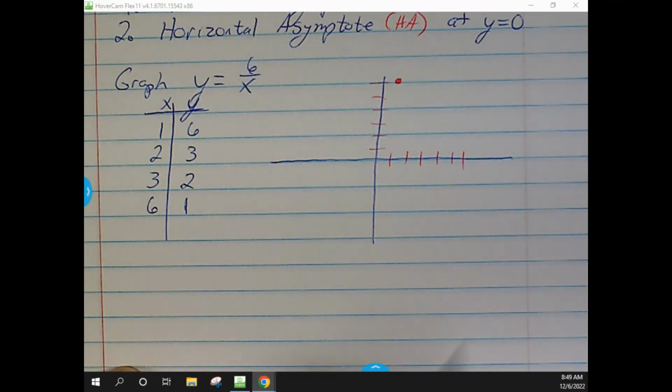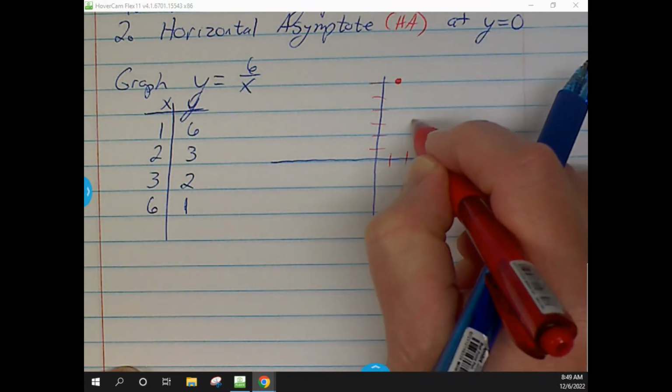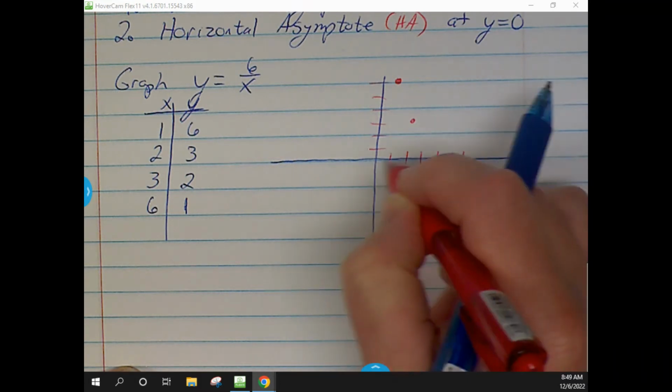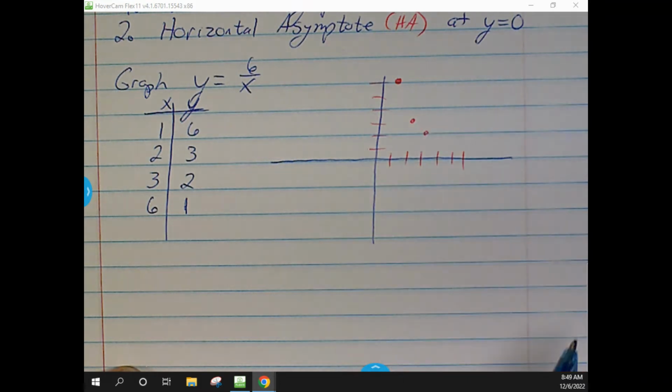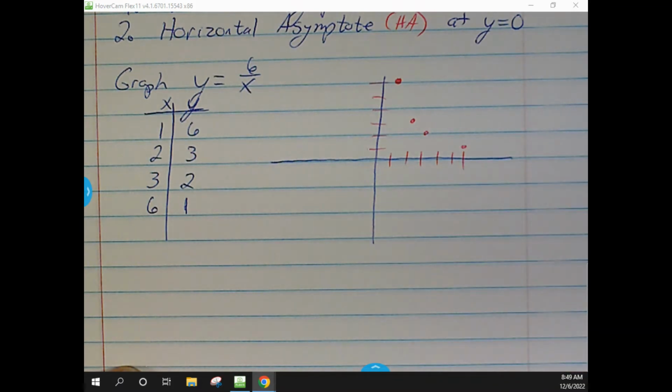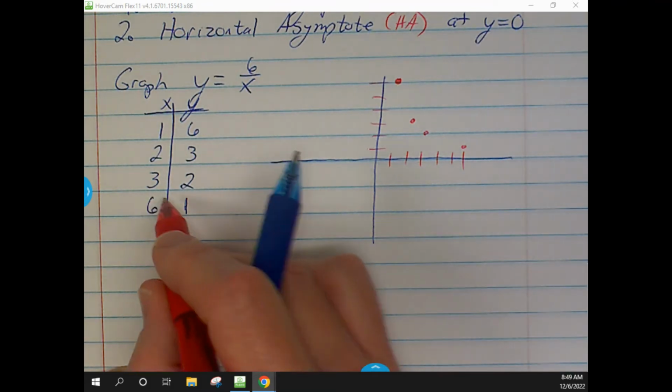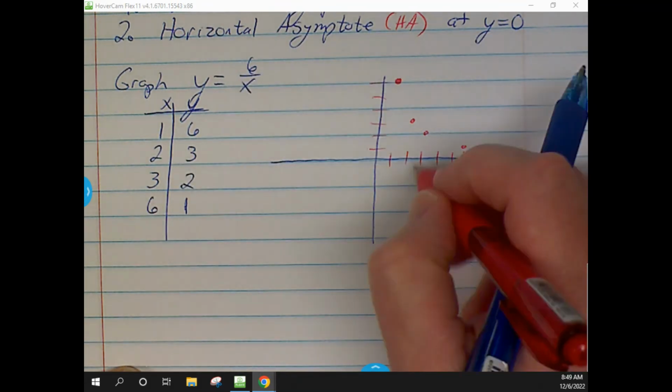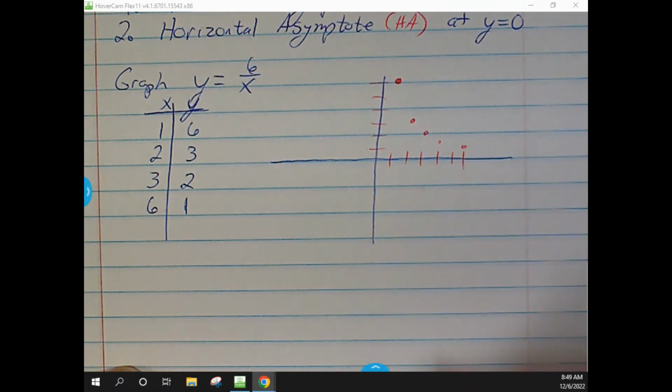Okay, so there's a 1, 6, 2, 3. Go over 2, up 1, 2, 3. We're over 3, 2, and then 6, 1. All right, now if we were to connect the points in between, if we were to put in like 4 in here, 6 divided by 4 would be like 1.5. So it would be something like that.